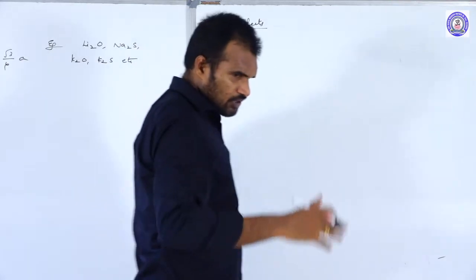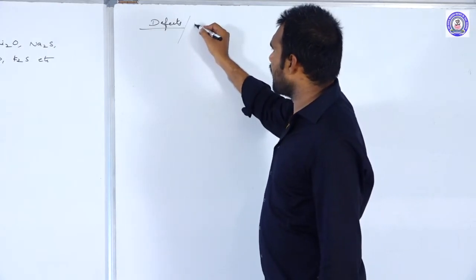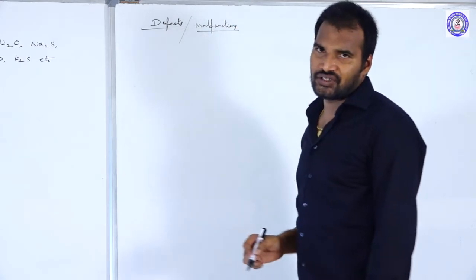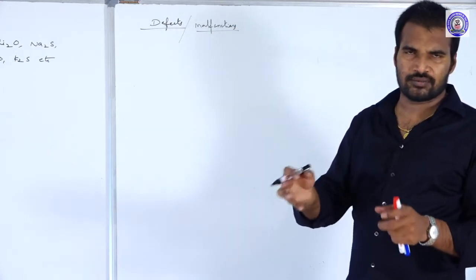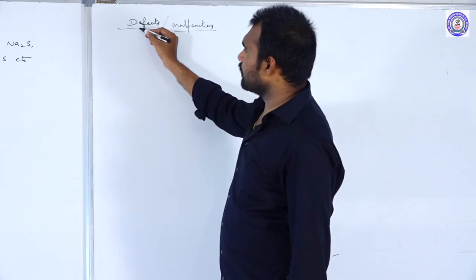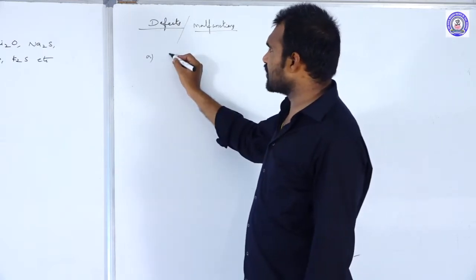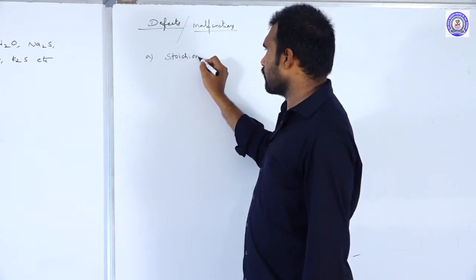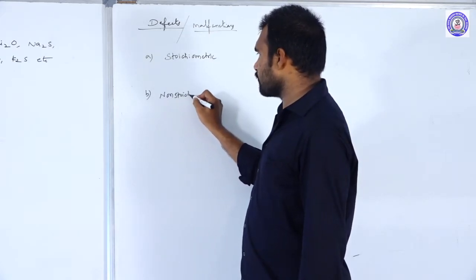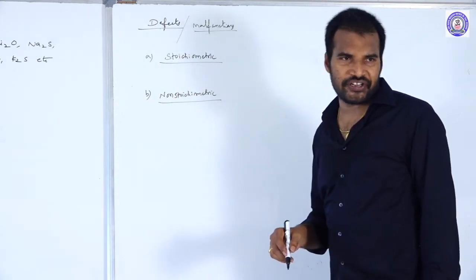Not going into detail, I'm just touching on this. Defects are nothing but what? Malfunctions, alterations. Some of the atoms may be missing or some of the atoms may be dislocated. That is what we call defects. And primarily we classify defects into two types. One is stoichiometric defects and the second one is non-stoichiometric defects.